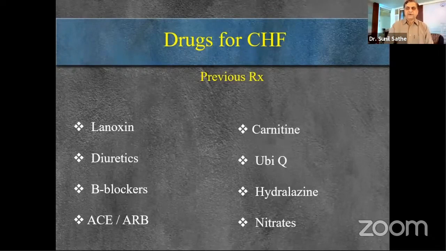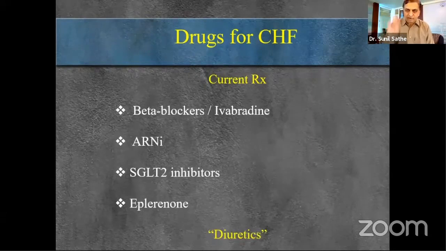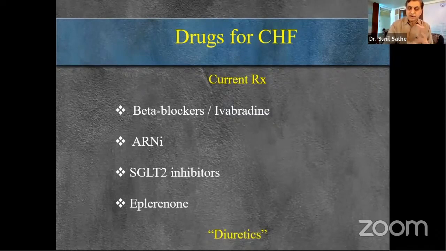Today, the prescription of congestive heart failure should basically first have only four: beta blockers, plus minus ivabradine for tachycardia optimization, ARNI, SGLT2 inhibitors, and eplerenone. So four pillars, a must. So there is no question.